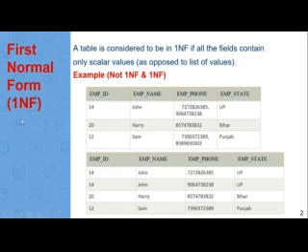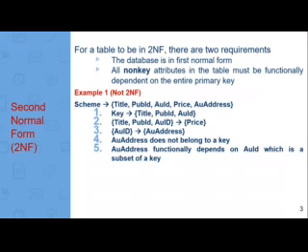Let's cover the next one, second normal form. For a table to satisfy second normal form, there are two requirements. One is that the database is in first normal form, and all the non-key attributes in the table must be functionally dependent on the entire primary key. In the previous session, I already explained what a key, primary key, super key are, and so on.